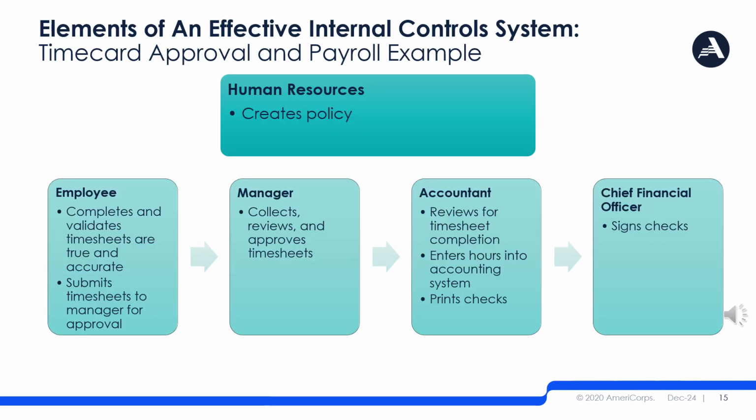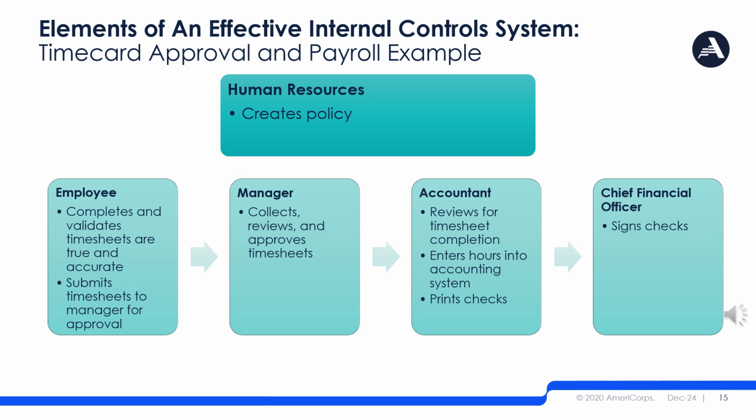Here is an example of implementing effective internal controls regarding time card approval and pay for a smaller nonprofit with 4 staff members with a separate Human Resources department. Human Resources creates a comprehensive policy that outlines responsibilities for submitting time cards, collecting timesheets, reviewing timesheets, signing off on timesheets, putting hours into an accounting system, and printing and signing checks.